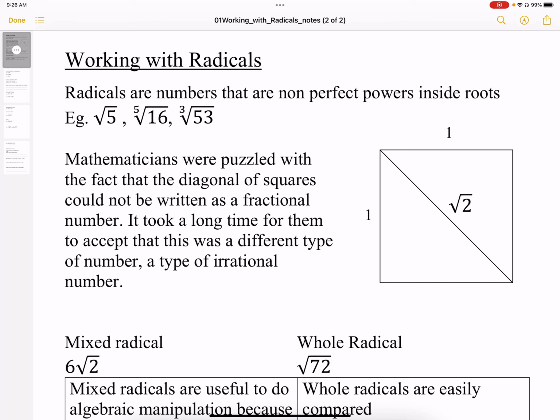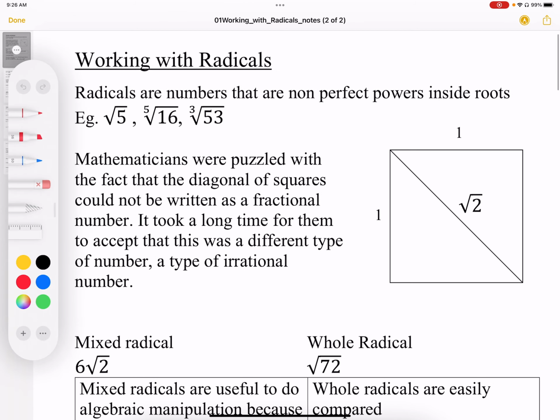Radicals are numbers that are non-perfect powers inside roots, and these all end up being irrational numbers, or numbers that cannot be put into fractions. So if we take a look at the square root of 5, this is a radical expression because 5 is not a perfect square, so it cannot be expressed as a whole number or fraction.